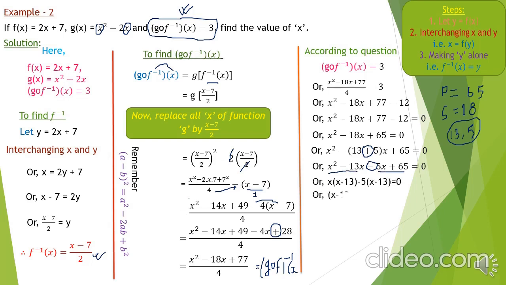Now x minus 13 is common from the two terms, so x minus 13 times x minus 5 is equal to 0. Either x minus 13 equal to 0, so x is equal to 13, or x minus 5 equal to 0, either that factor is 0 or this factor is 0. Now x is equal to 5. Our answers are x is equal to 5 and 13.